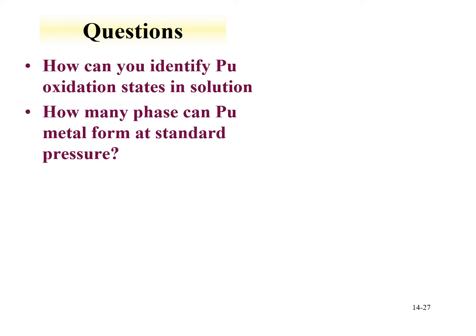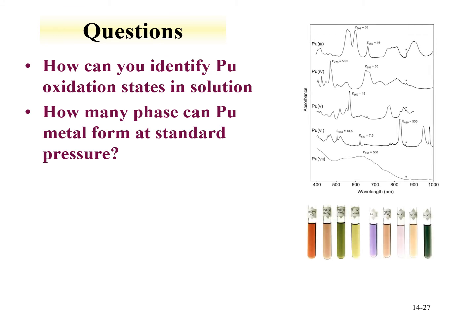Other questions that you should be able to answer based upon the lectures. Continuing with the oxidation state, how can you identify different oxidation states of plutonium? Well, as we discussed, plutonium solutions are colored. Here are the different oxidation states, 3, 4, 5, 6, 7.